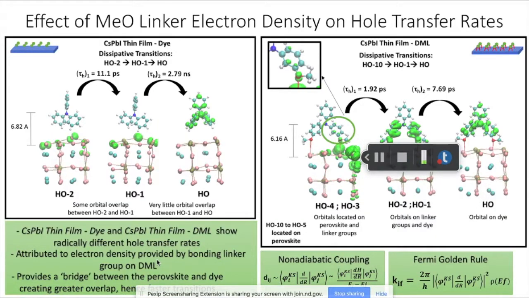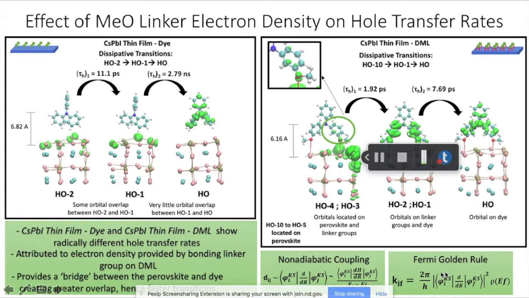Well, if you consider the molecular orbitals, or the orbitals that participate in these charge transfer reactions, so for the HOMO, we have two figures showing, on the left, the thin film dye system and the orbitals that participate, and on the right, the through bond pathway through the linker and the orbitals that participate. If we look at the through space model first, we see that from HOMO minus 2 to HOMO minus 1, the orbitals are located on the surface of the perovskite, so they're going to have decent overlap with one another, which gives about a 10 picosecond transition rate.